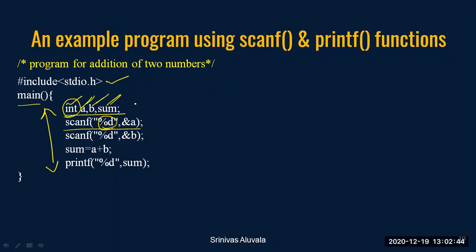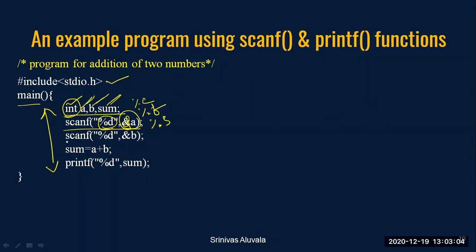If it is character kind of data, I need to use percentage c. If it is float kind of data, I need to use percentage f. If it is string kind of data, I need to use percentage s. So I used percentage d, and I'm asking that whatever value I give while executing the program should be stored in the address of a. That is the reason I need to write ampersand a here.